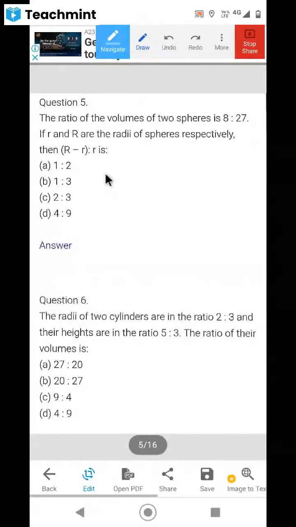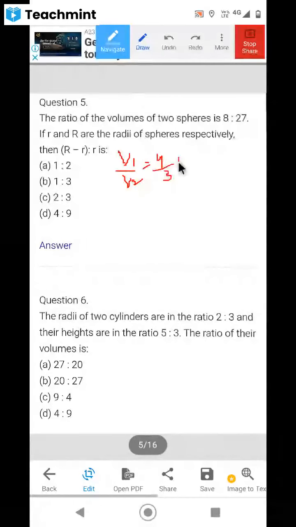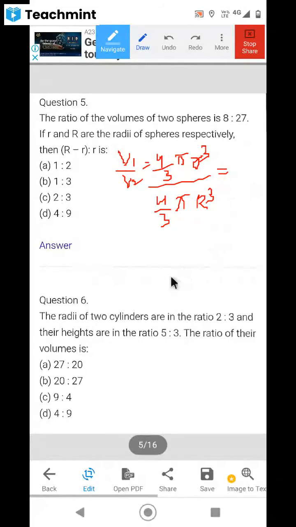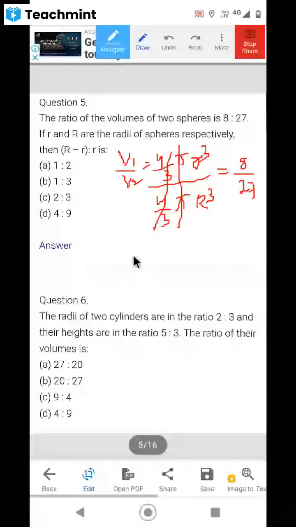Okay, so volume 1 divided by volume 2 means it becomes again 4 by 3 pi, and here instead of taking R1, I will take r, just I will call it as r cube, divided by 4 by 3 pi. Instead of taking it as R2, I will take it as capital R, then I call it as R cube, because small r and capital R are the radii of different spheres given, so that is equal to 8 by 27. So 4 by 3 pi, they get cancelled. And what remains here, r by R, then this is like whole cube it becomes.